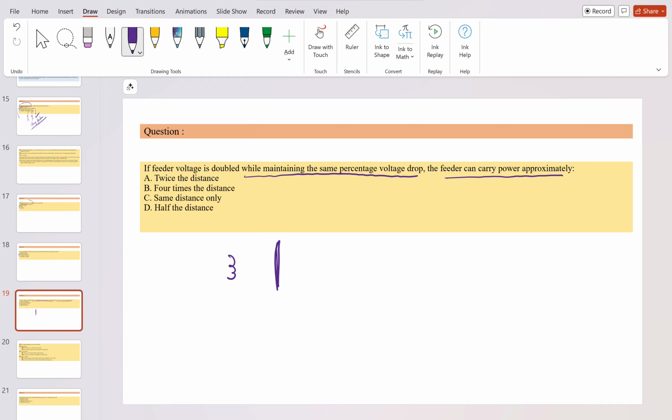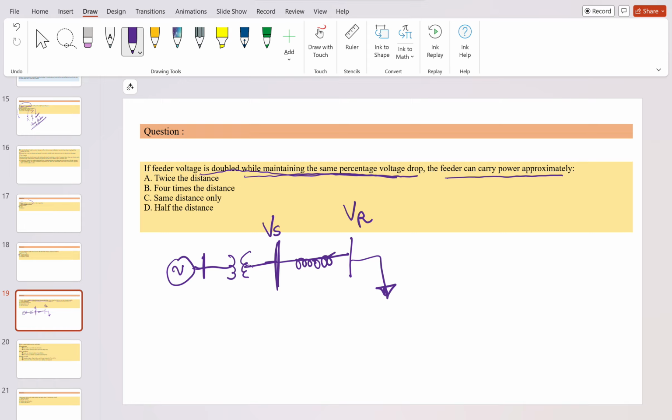Suppose this is a distribution transformer connected to one generating unit here, and you have a feeder that is connected to some load. Suppose this is the voltage Vs and this is the voltage Vr, and the inductive line is there. So what it is saying is, the feeder voltage is doubled while maintaining the same percentage voltage drop.